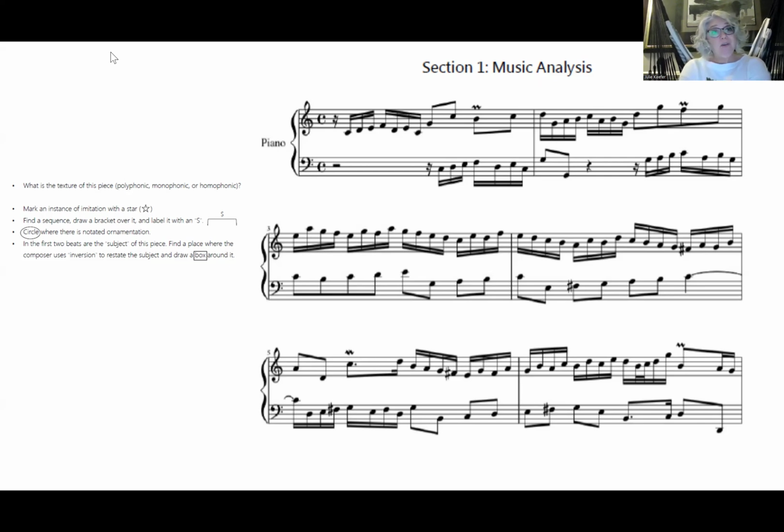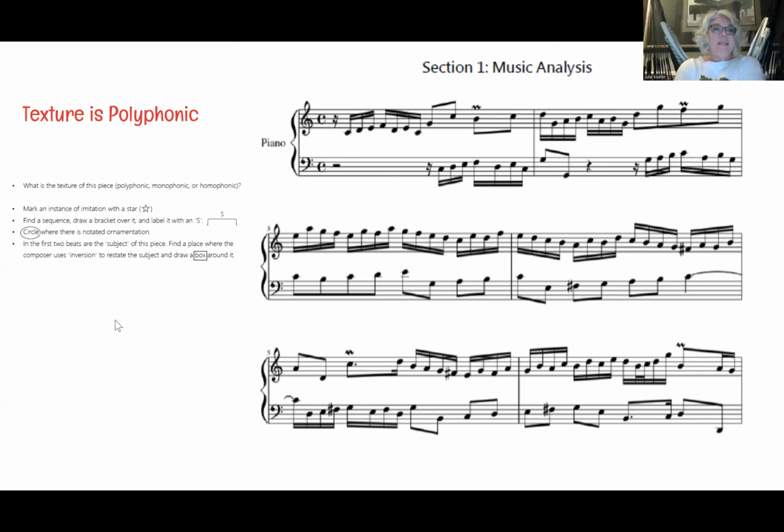So if you look at this piece of music, you'll notice that this top line of music does this over here, but the bottom line of music doesn't do anything. These are rests, and then it comes in. So you have different things happening at different times. So this particular piece would be considered polyphonic.